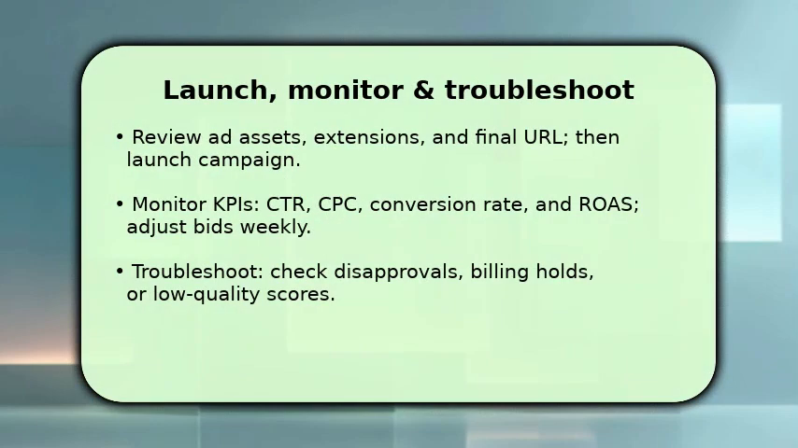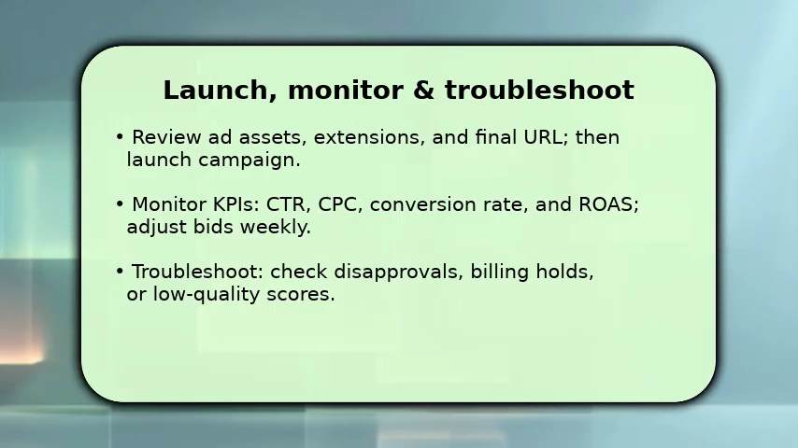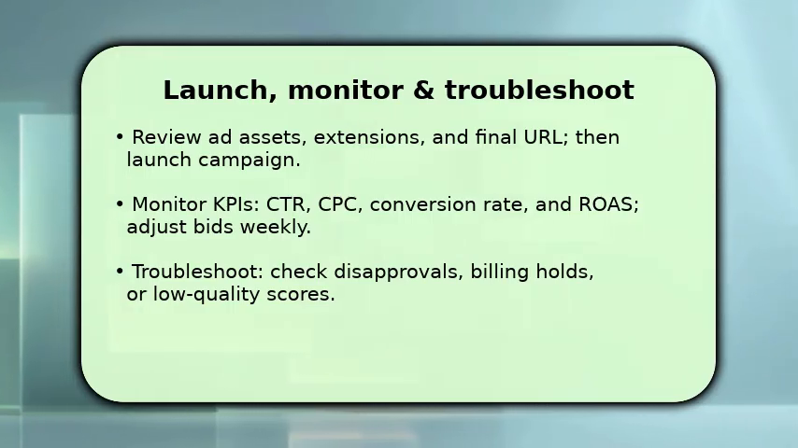Finally, review every ad asset, extension, and the final URL, then launch the campaign. This prevents broken links or policy flags. Once live, monitor CTR, CPC, conversion rate, and ROAS daily at first, then adjust bids and creative weekly.